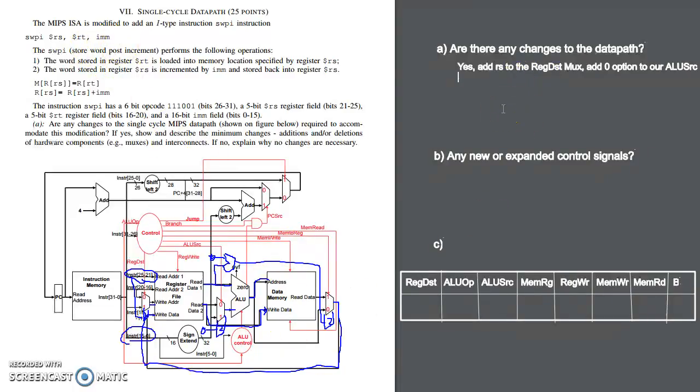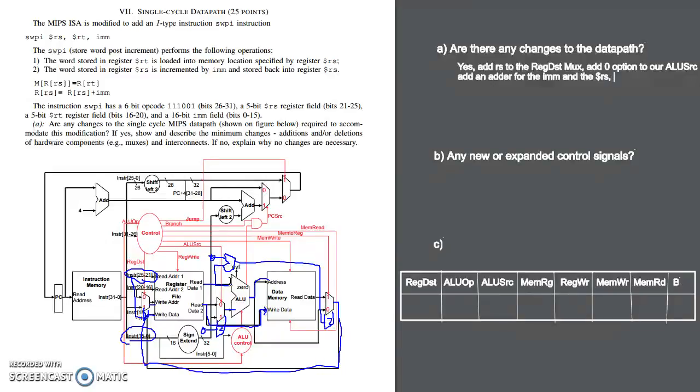Okay, so we add that option, and then the next part of the instruction is that we want to add rs, the word at rs plus this immediate value that we defined. So we have to add an adder for the immediate and the rs.